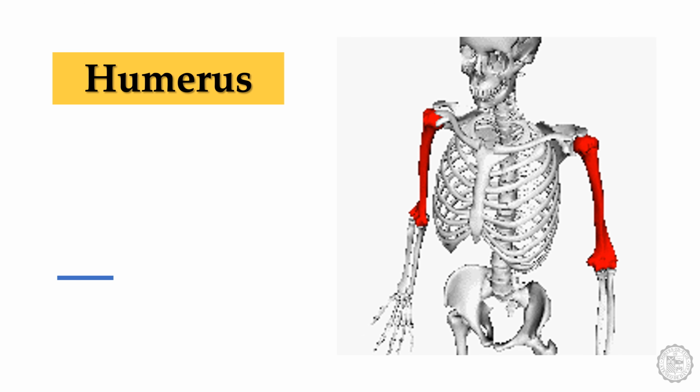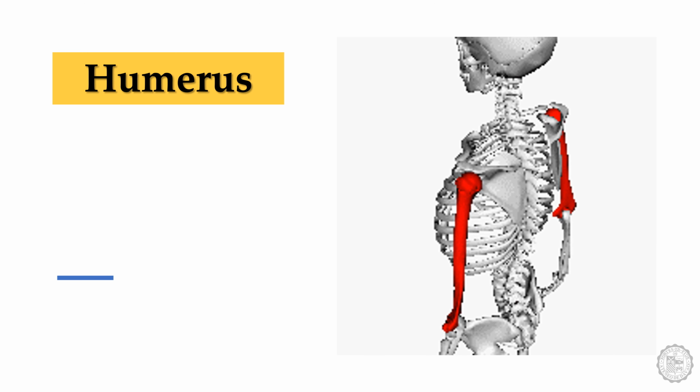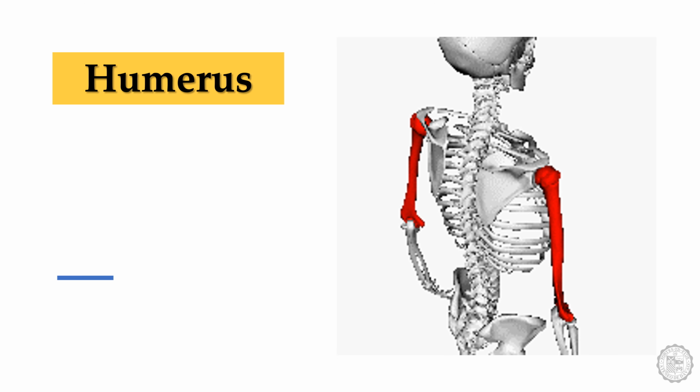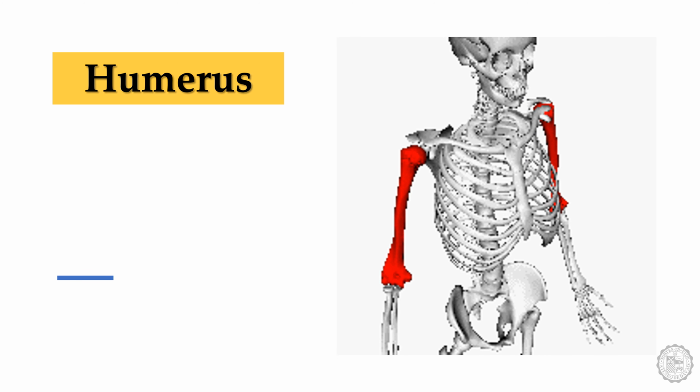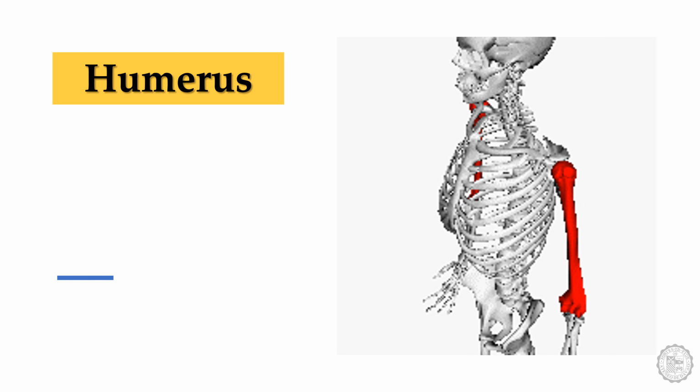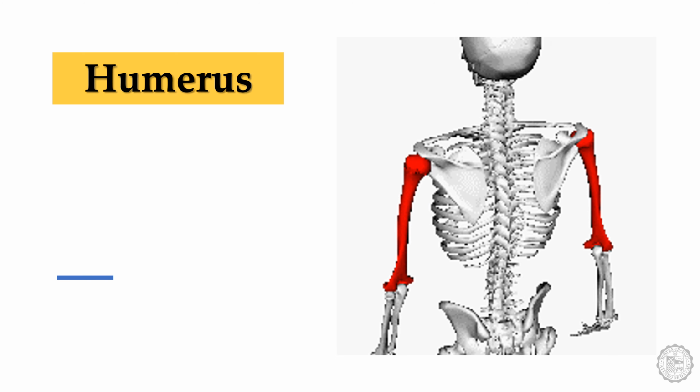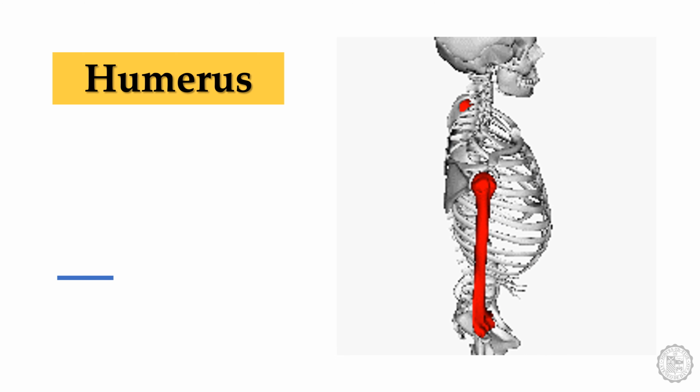Upper arm bone. The upper arm bone is called the humerus. The humerus is the long bone in the upper arm connecting the shoulder and the elbow.